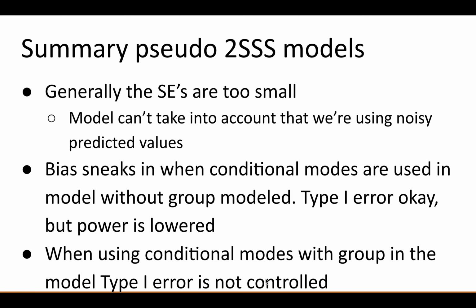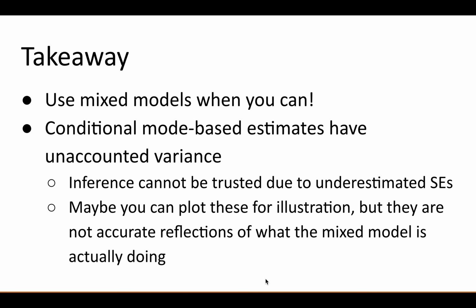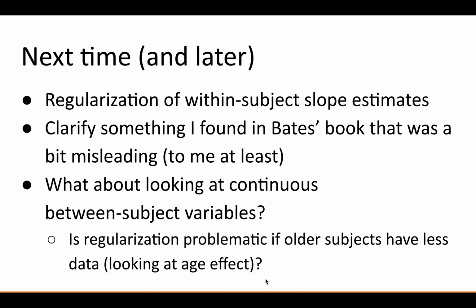And when the conditional modes had group in the model, the type 1 error was not controlled. So that fixed the mean bias, but then the standard errors were not correct. So the takeaway, again, just use a mixed model when you can. Conditional mode-based estimates have this unaccounted variance. So it's fine, sometimes you plot them in papers just to show what's going on with your subjects, but inference cannot be trusted, it underestimates the standard errors, so just be careful about using them.